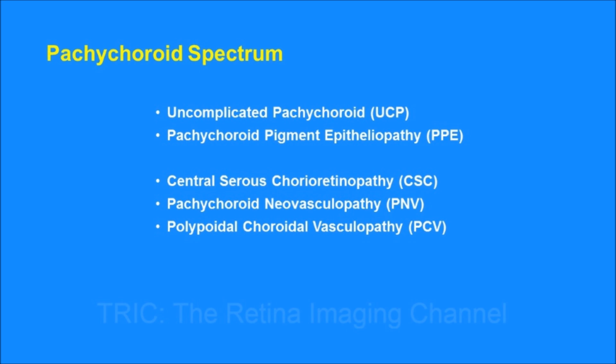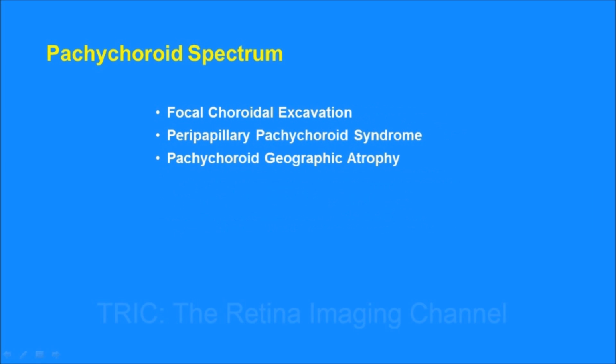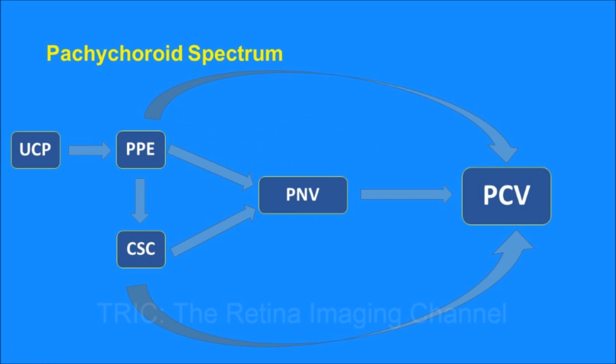Other ones are central serous chorioretinopathy, pachychoroid neovasculopathy, and polypoidal choroidal vasculopathy. Recently, focal choroidal excavation, peripapillary pachychoroid syndrome, and pachychoroid geographic atrophy have also been included in the list. So this is how the spectrum spans. UCP can evolve into PPE, which can further lead to central serous chorioretinopathy or pachychoroid neovasculopathy or even polypoidal choroidal vasculopathy. So this is a nutshell about the various terms in pachychoroid spectrum.